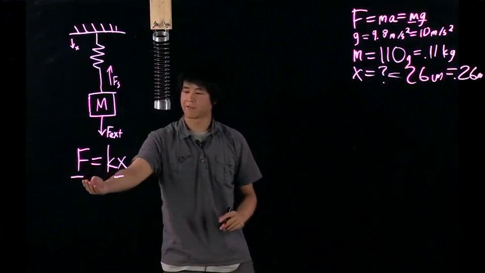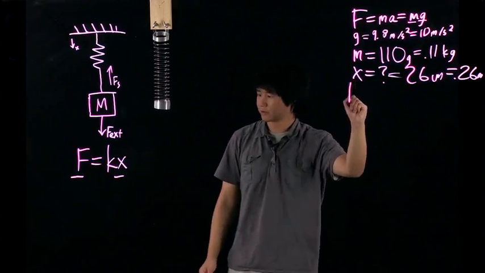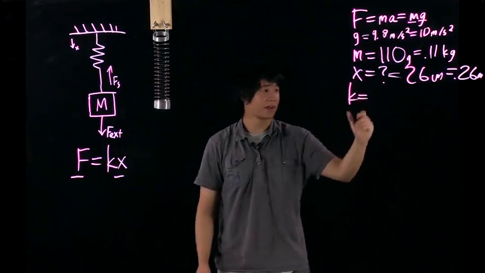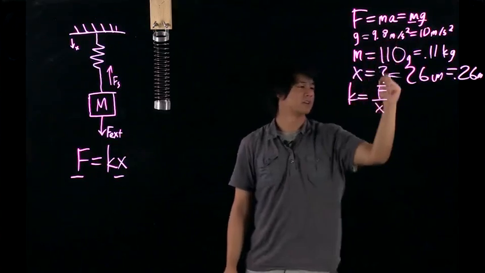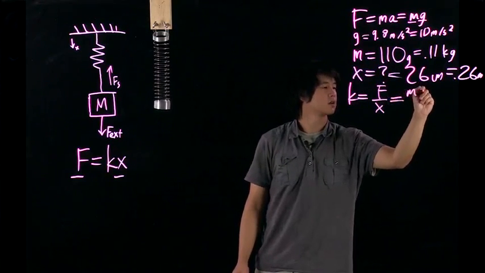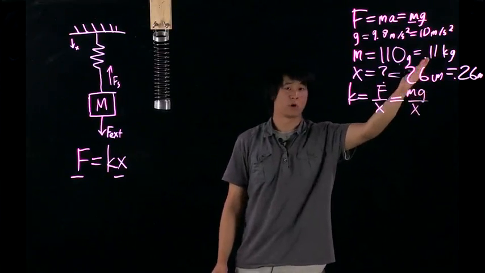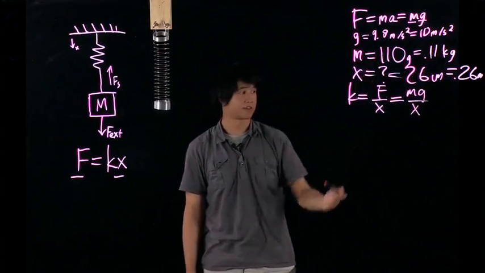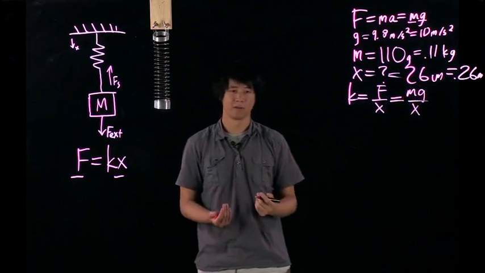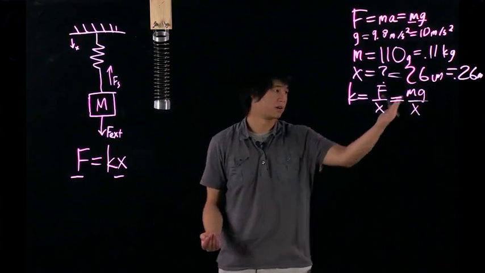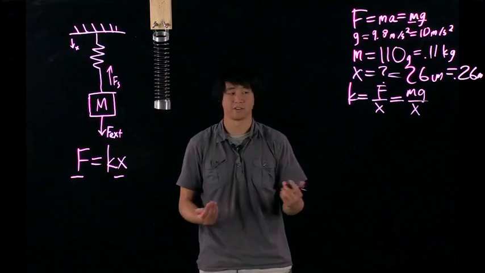Now we know what F and x are, so we can figure out what k is. Isolate k on one side to have k equals F divided by x, or as said before, F equals mg over x. Now we know what m is. In my case, it's 0.11 kilograms, g is 10 meters per second squared, and x is 0.26 meters. Of course, your values are going to be different except for g, because you're using different objects to model the systems.